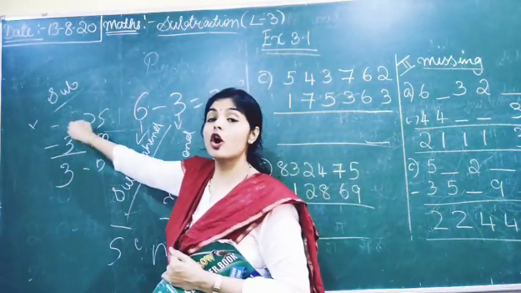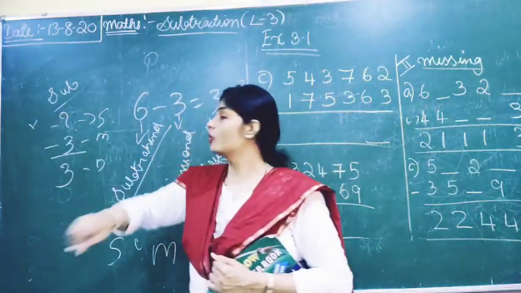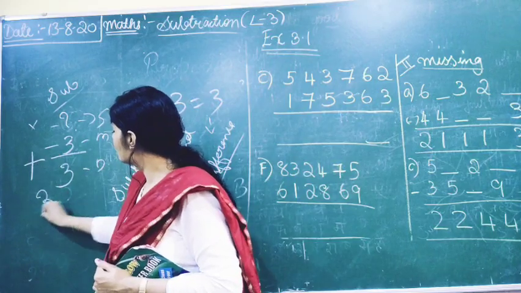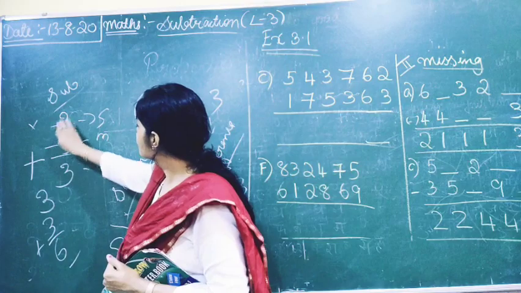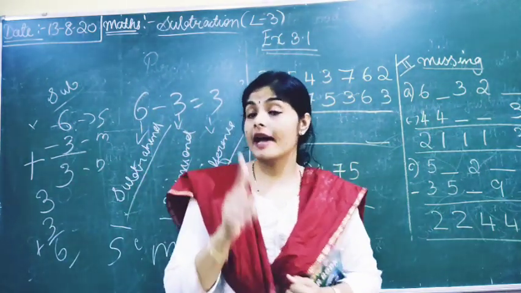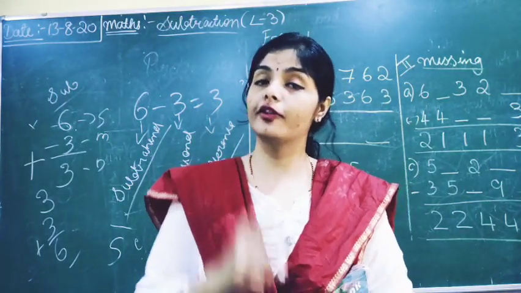How will you find your 6 here? How will you find the subtrahend? For that, what you should do? You should add your minuend and your difference. 3 plus 3 is 6. Got it? So here it becomes 6. Understood? When you don't have subtrahend, you have to add your minuend and your difference.